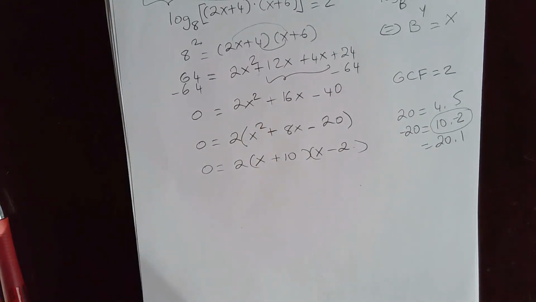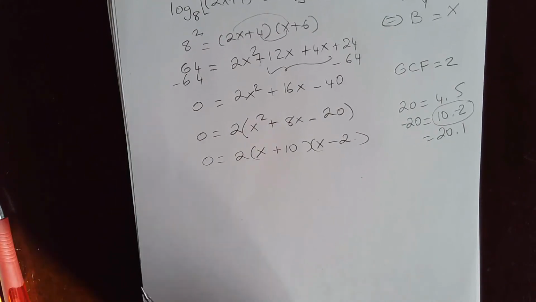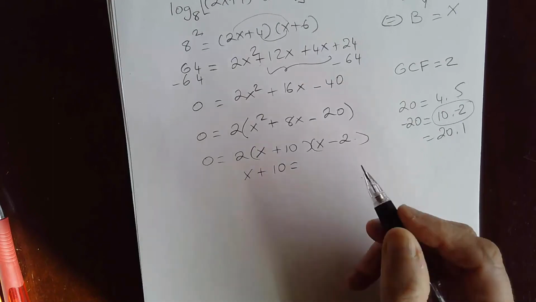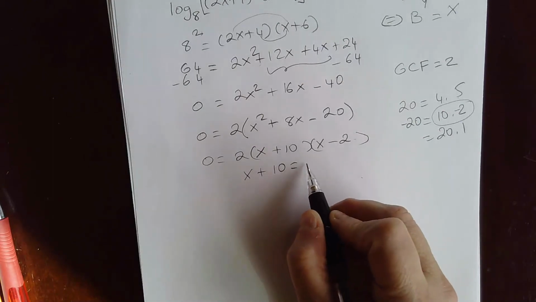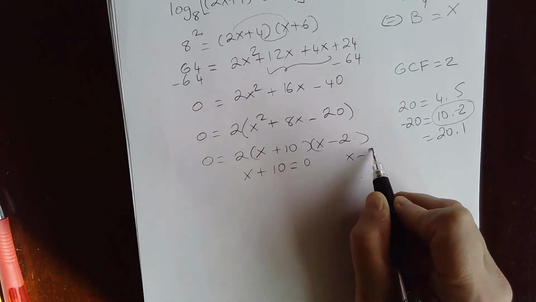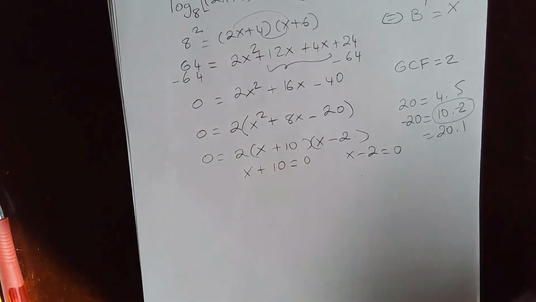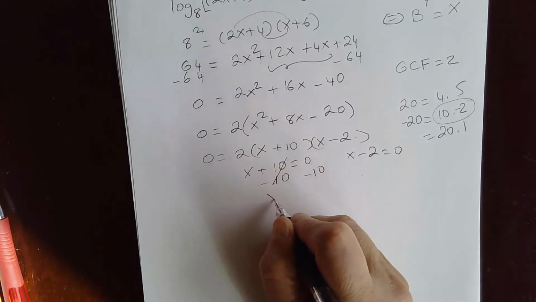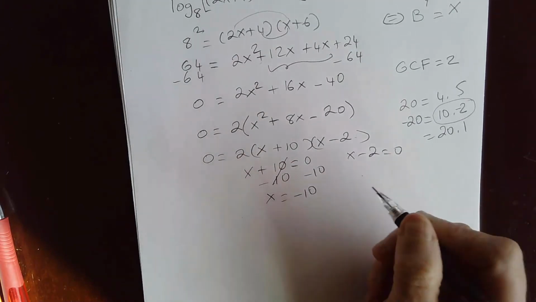Now solving this equation, we set each factor containing a variable equal to 0. Since 2 does not contain a variable, we don't do that here. x plus 10 equal to 0, x minus 2 equal to 0. Now solving for x, we subtract 10 on both sides. This cancels, and you get x equal to negative 10.